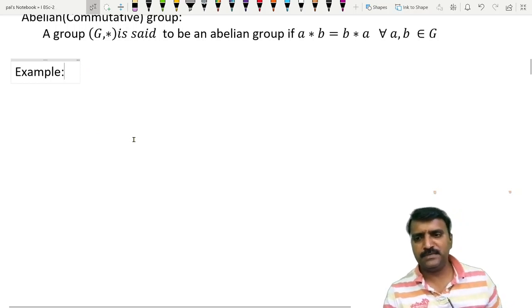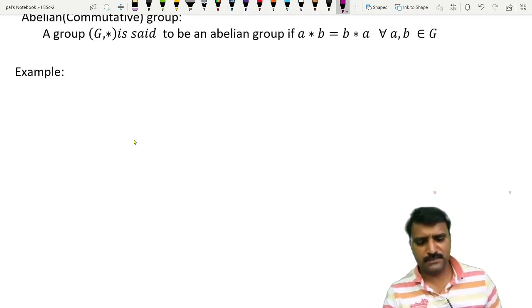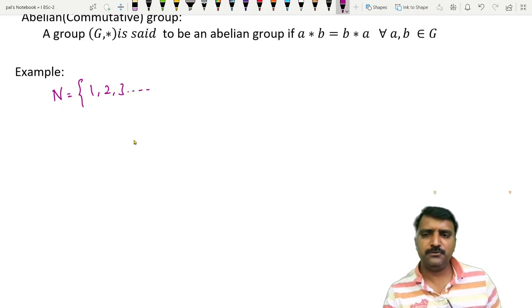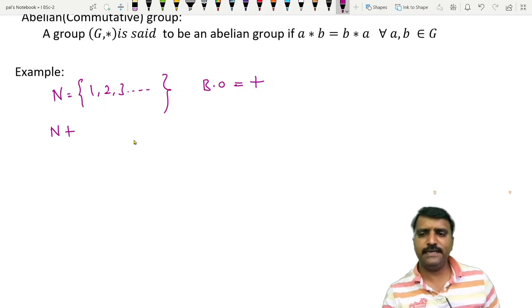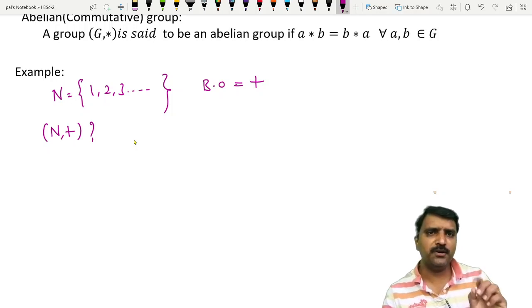So first I am checking whether the set of natural numbers is a group or not. That natural number set can be written as 1, 2, 3 and so on. Okay, here we get natural numbers, this is the natural number set. Which binary operation should we take here? That binary operation is addition. Okay, I am just checking whether this N with plus is a group or not.